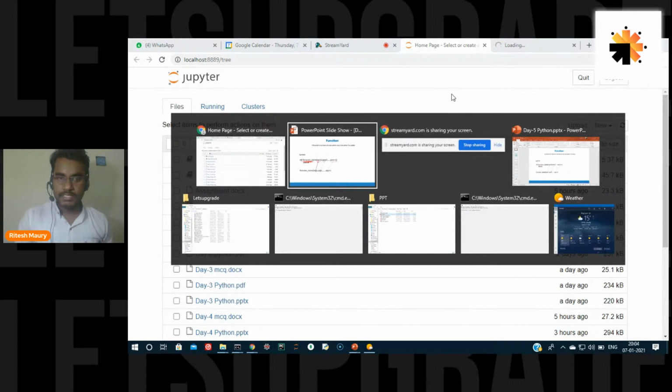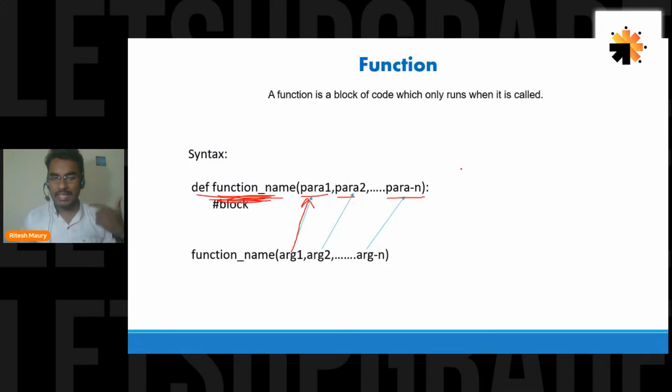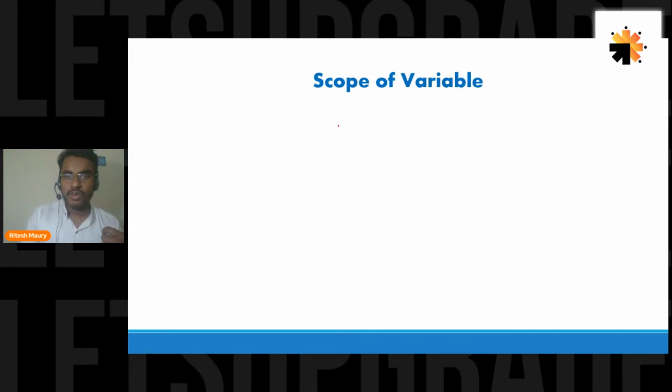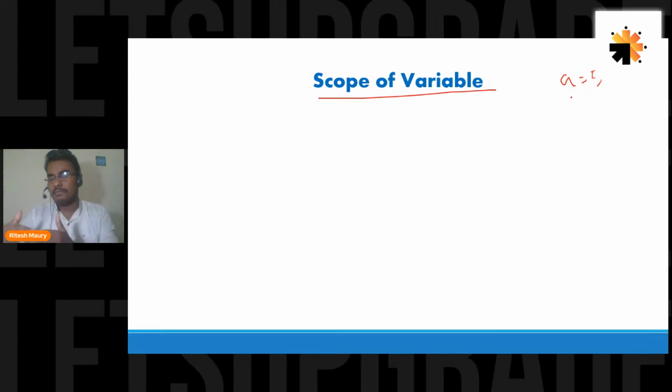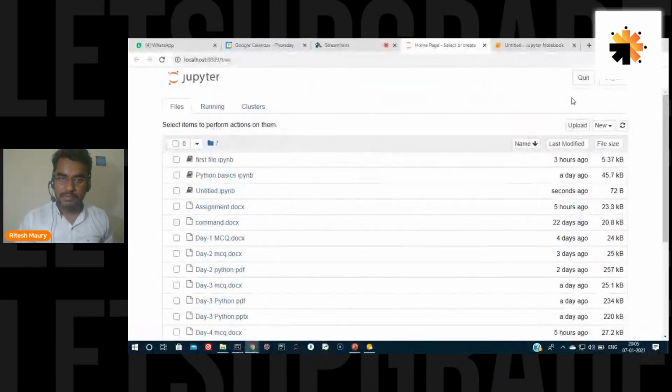After completing this normal function, defining and calling a function, we can directly go to the scope of variables. Scope of variable means if you define any variable like a is equal to 5, a can be a global variable or a local variable. That's the scope of a variable. Local means it can be accessed only inside a block, and a global variable can be accessed outside a block also. Let's explain it in a practical way.